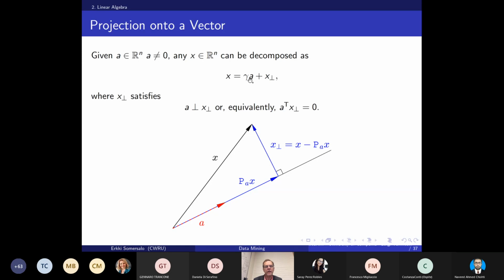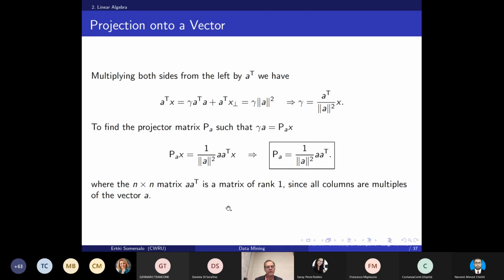So that gives me the gamma A part, and I adjust the length of gamma A so that what is left, this other vector here, is perpendicular to A. And so now I'm summing these two vectors: gamma A, which is along the direction of A, of course, and then the perpendicular part. So this decomposition always exists, and this gamma A is called the projection of x to the direction of A.